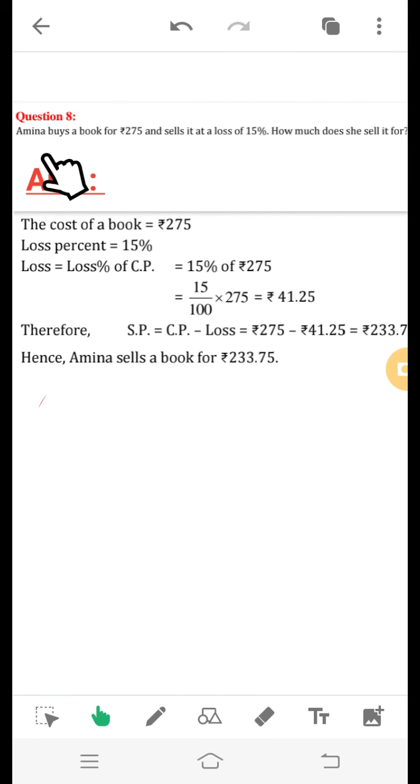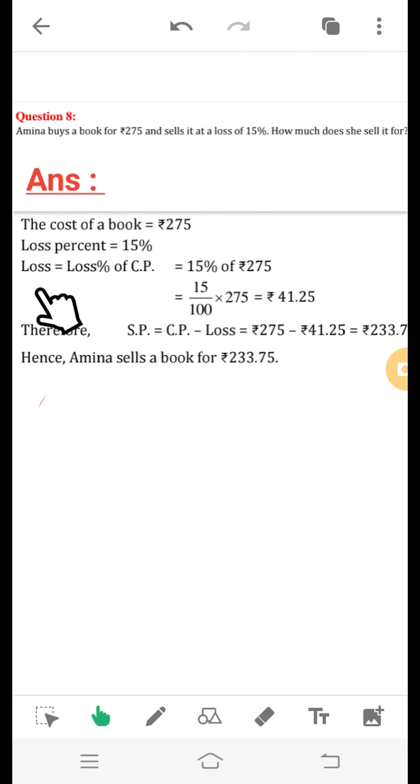Question 8. Amina buys a book for rupees 275 and sells it at a loss of 15%. How much does she sell it for? In that case, CP is given, rupees 275. Loss percentage is given, it's 15%.